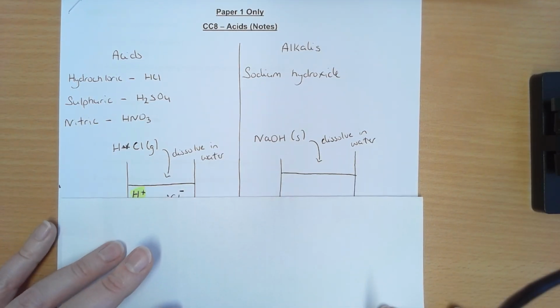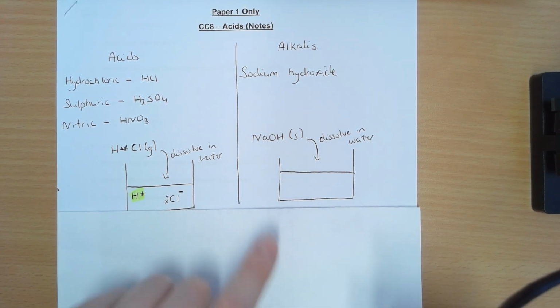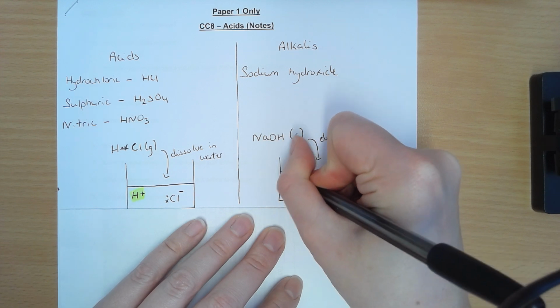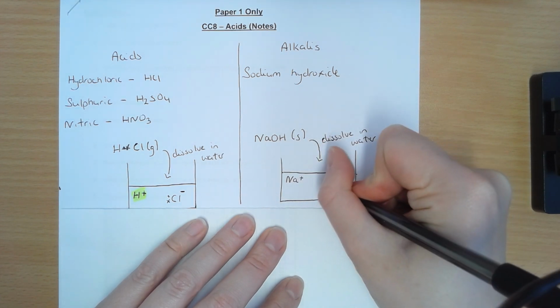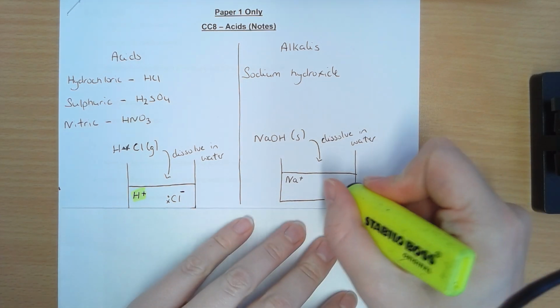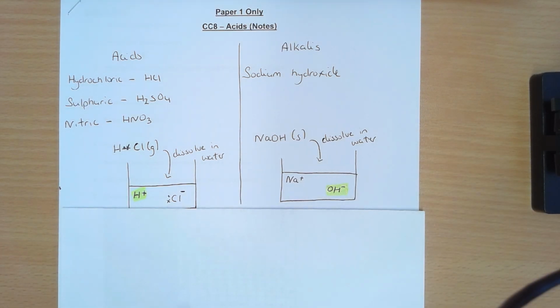And if I take sodium hydroxide and I dissolve it in water, again, it's going to split up. And when it splits up, I get Na+ and I get OH-. And the OH- ions are what make it an alkali.